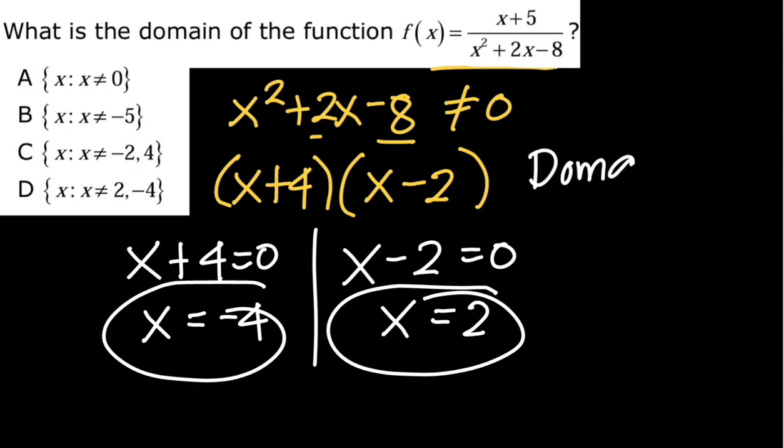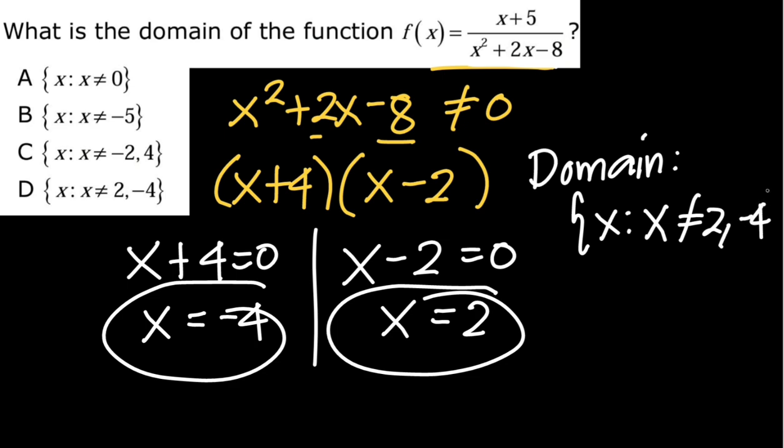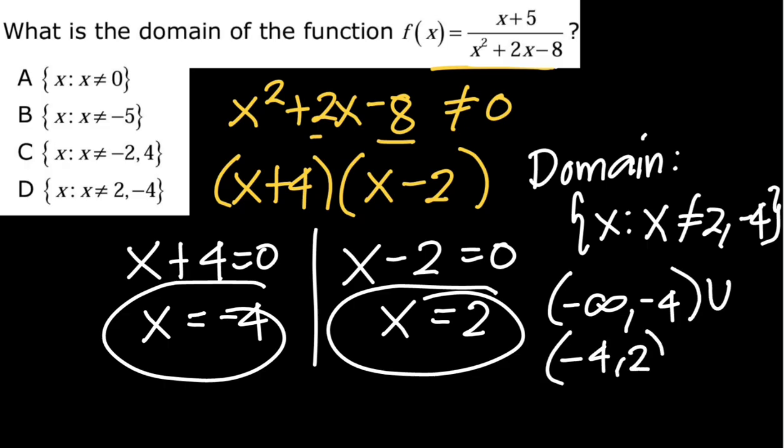Therefore, the domain is just x such that x is not equal to 2 and not equal to negative 4. And we can also write this in interval notation: negative infinity to negative 4, union negative 4 to positive infinity. So all real numbers except positive 2 and negative 4. Therefore, the answer here is letter D.